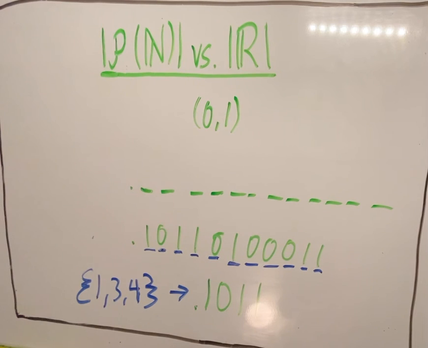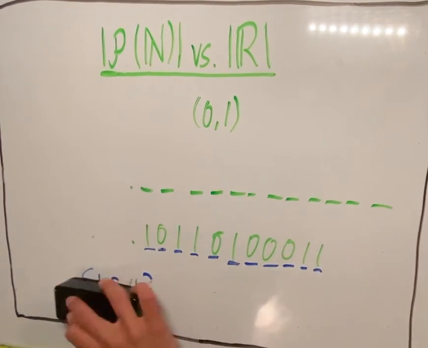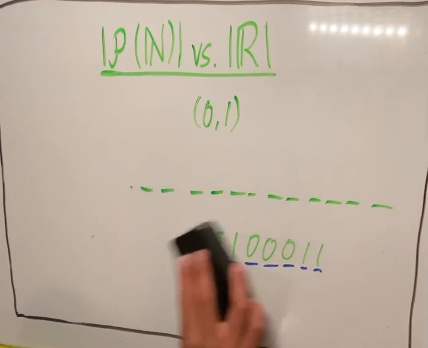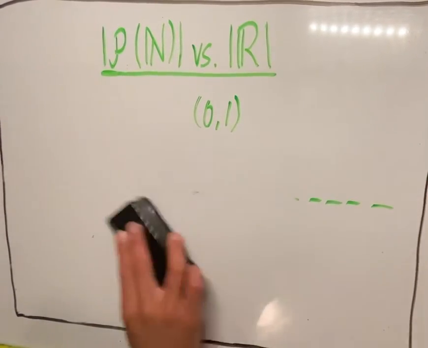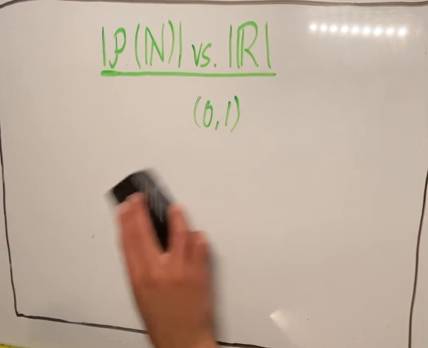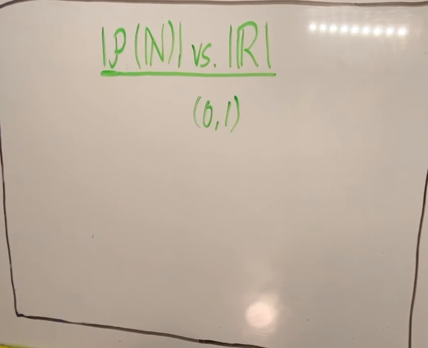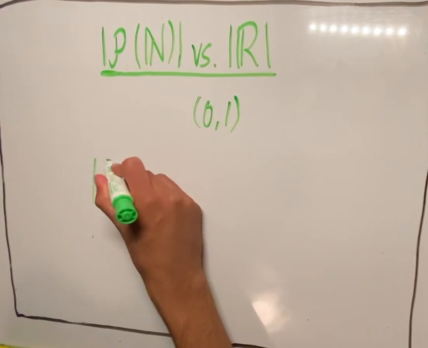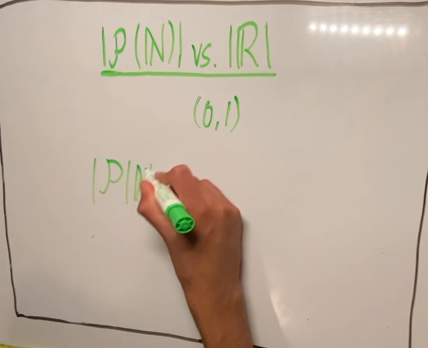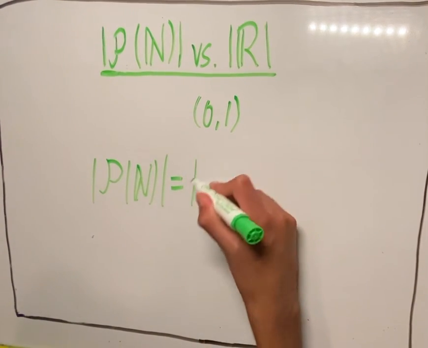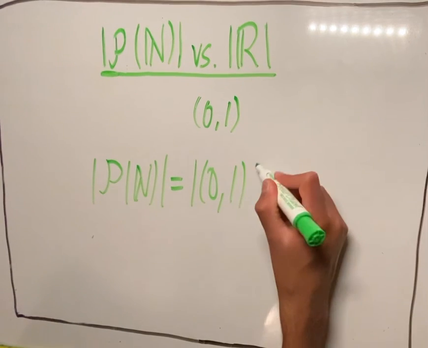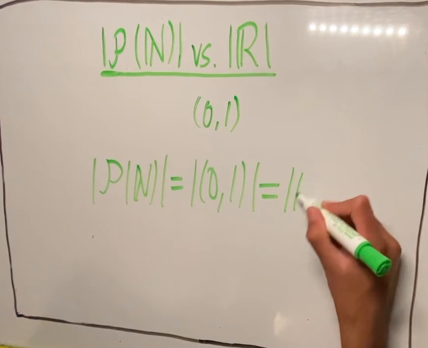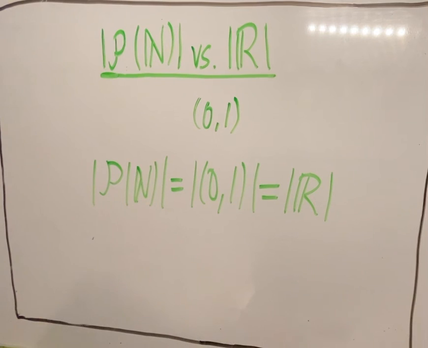And therefore, this is a bijective function from the power set of the natural numbers to the set of all numbers in this open interval from 0 to 1 expressed in binary, which is really the same set as just 0 to 1 in general. And so the cardinality of the power set of the naturals is equal to the cardinality of the open interval from 0 to 1, which is equal to the cardinality of the real numbers. And that's the end of the proof, essentially.